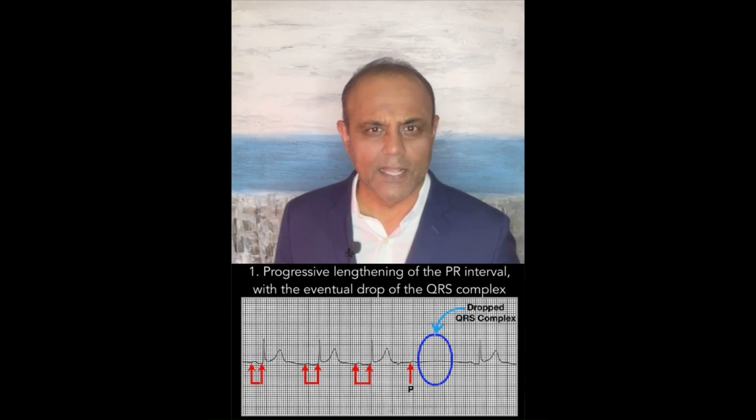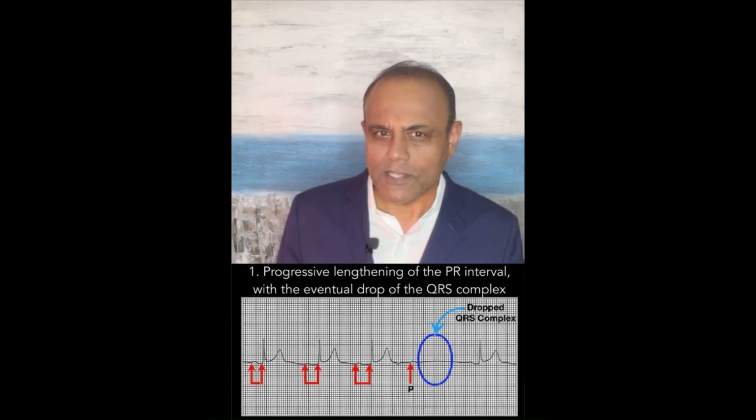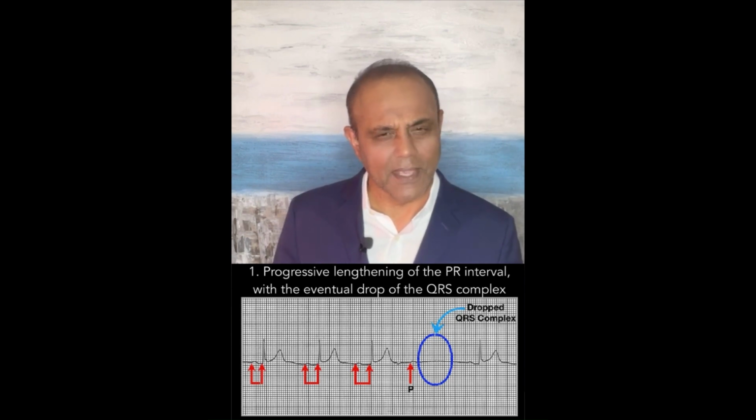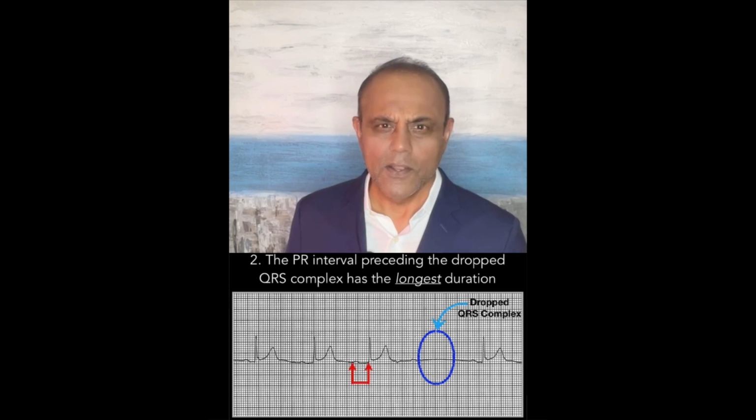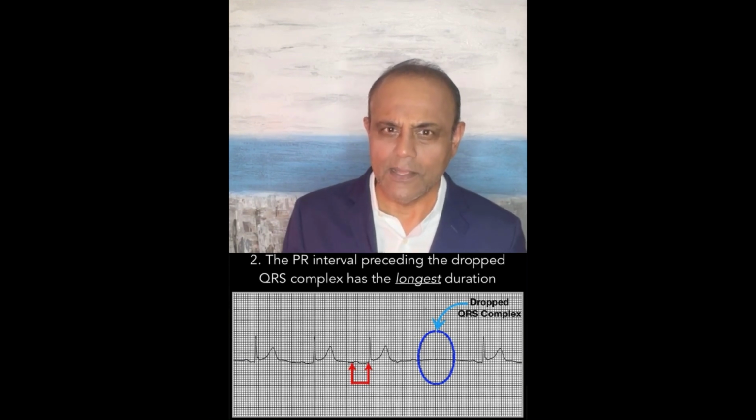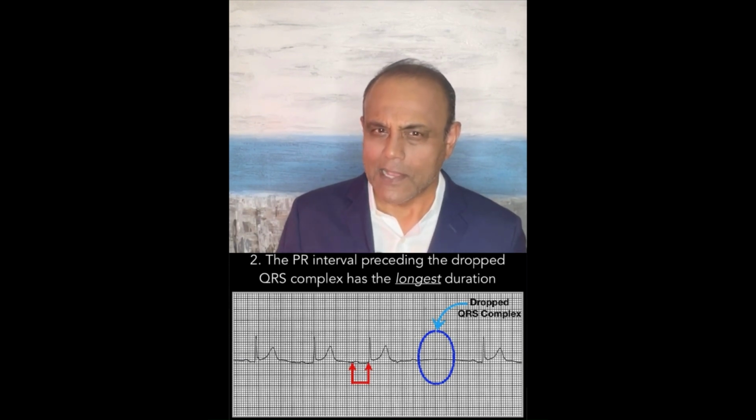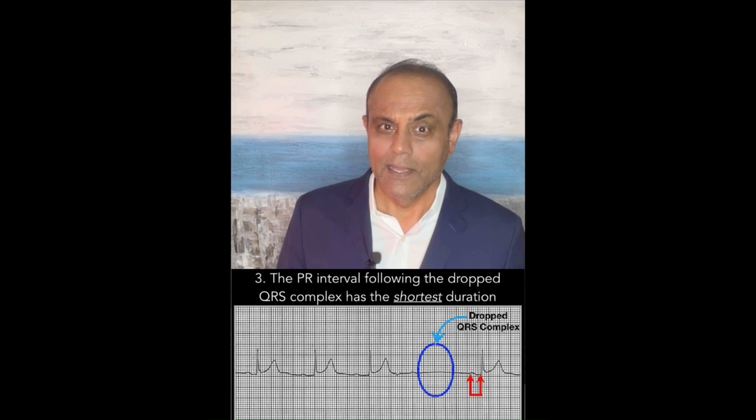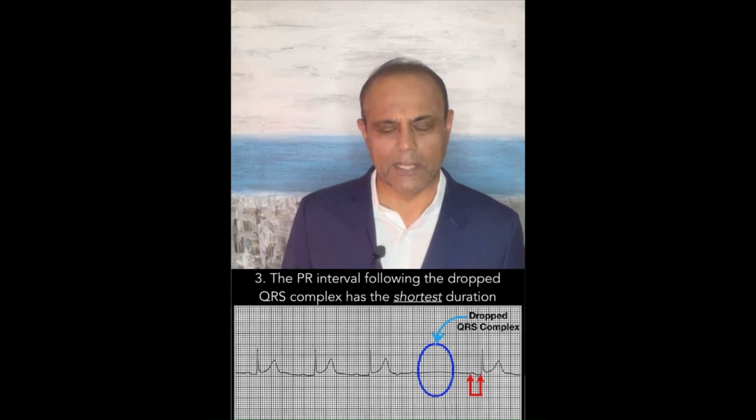So let's focus in on limb lead 2 of this ECG. Now note the progressive lengthening of the PR interval, eventually resulting in a dropped QRS. Note that the PR interval preceding the dropped QRS has the longest PR interval. Finally, note that the PR interval following the dropped QRS has the shortest PR interval.